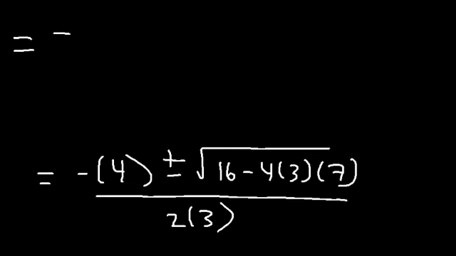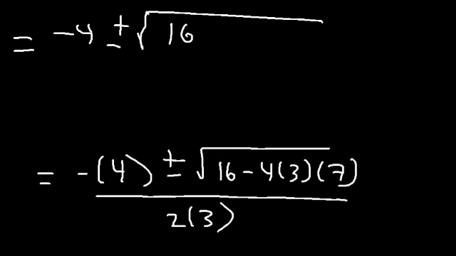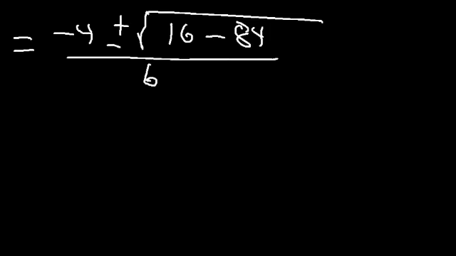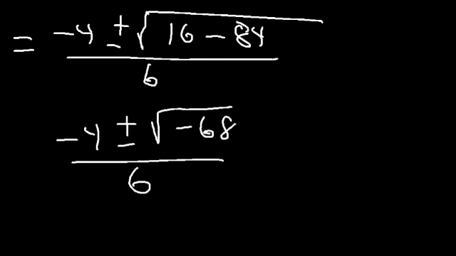So this is going to be negative 4 plus or minus the square root of 16 minus... Now 3 times 7 is 21, and 21 times 4 is 84, divided by 6. So now what is 16 minus 84? 16 minus 84 is negative 68. Can we simplify the square root of 68? It turns out that we can.